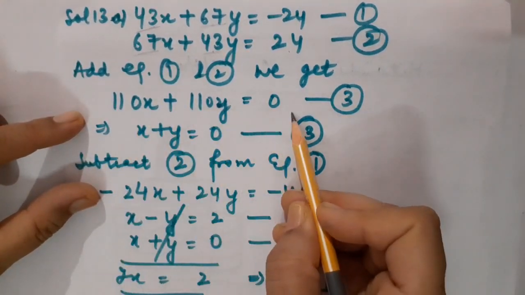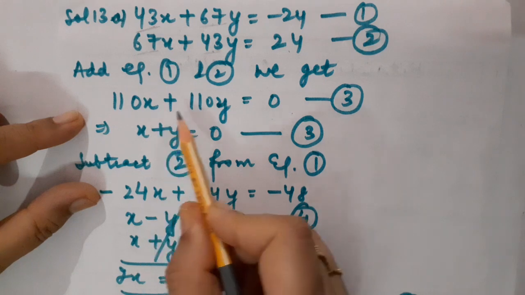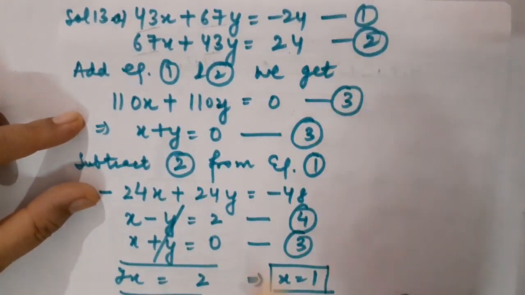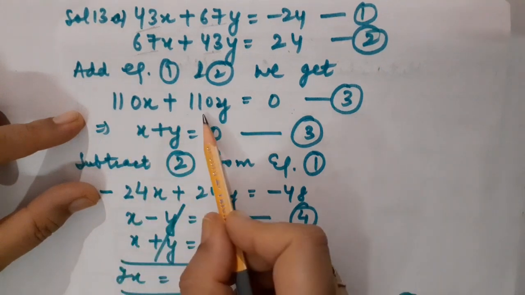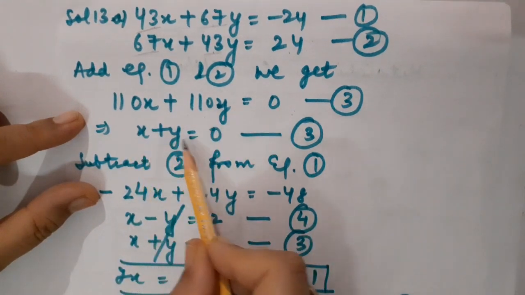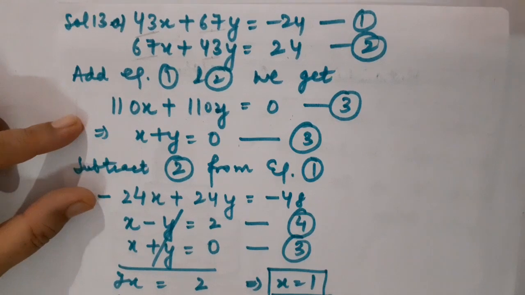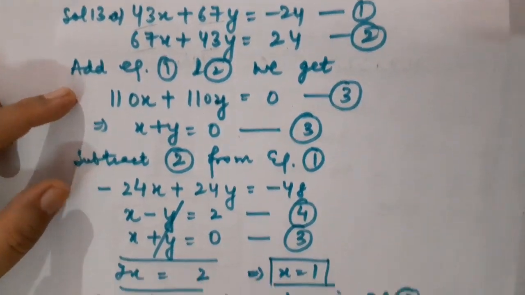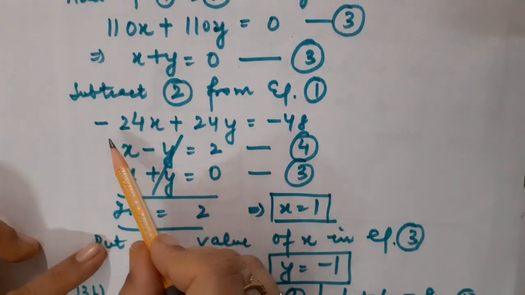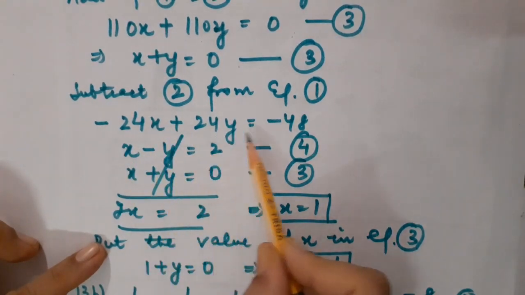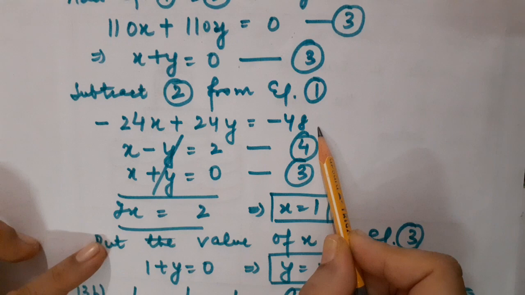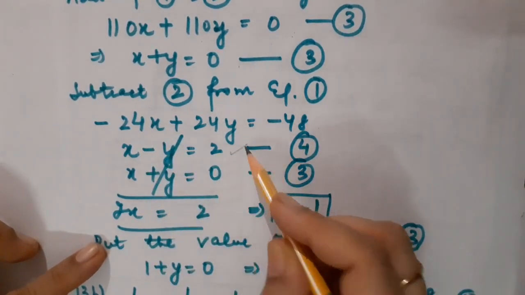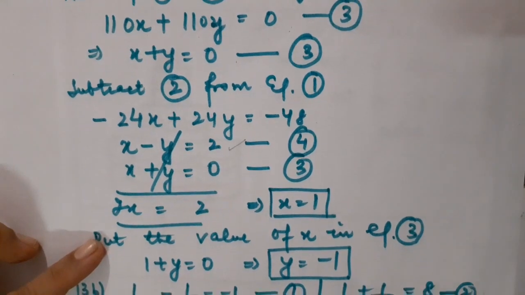After adding, I got 110x plus 110y is equal to 0, because they both will be cancelled. And after taking 110 as common, I have got x plus y is equal to 0. Now children, I am going to subtract equation 2 from equation 1. So I got minus 24x plus 24y is equal to minus 48. After taking minus 24 as common, I have got x minus y is equal to 2.